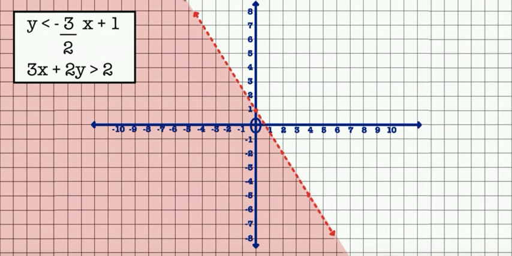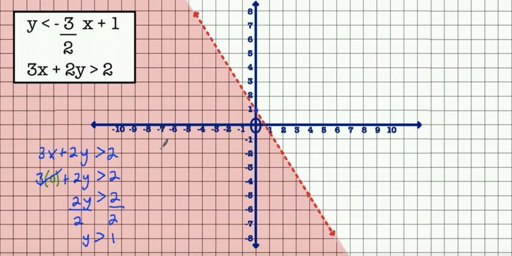And now we're going to plot our next inequality. So because it's in standard form, we're going to find the x and the y-intercept. So 3x plus 2y is greater than 2. And in order to get the y-intercept, we're going to substitute x for 0. So 3 times 0 plus 2y is greater than 2. That cancels out. 2y is greater than 2. In order to get y by itself, we divide both sides by 2, and we end up with y is greater than 1. So our y-intercept is 1.